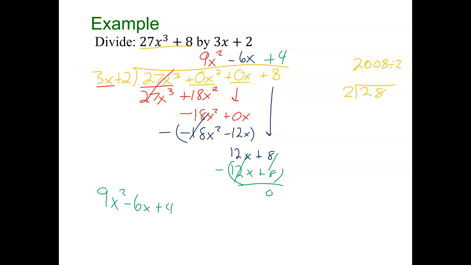Okay? And then Beatrice, to answer your question from earlier, if I wanted to take this, 9x squared minus 6x plus 4, and I multiply it by 3x plus 2, I should end up back here at 27x to the third plus 8. Also note, 27x to the third plus 8 is a sum of cubes. Its factors are 3x plus 2 and 9x squared minus 6x plus 4. That'll become very important later on. These are the factors of that.